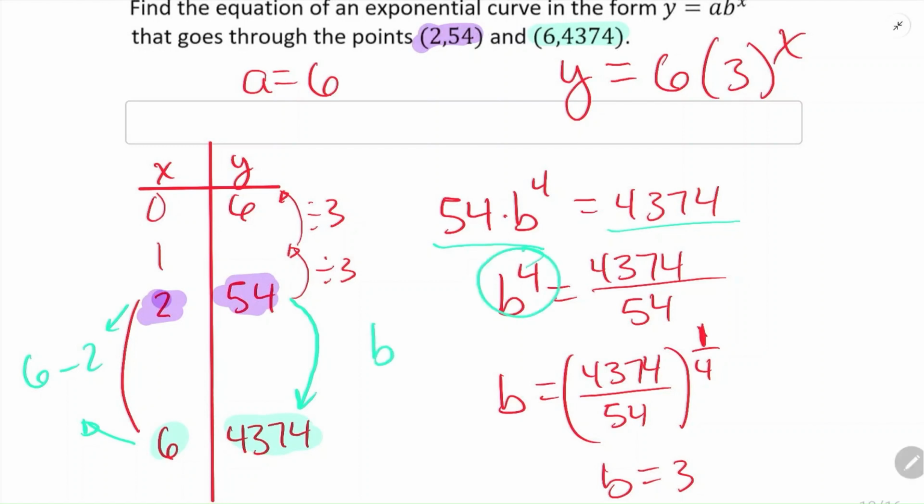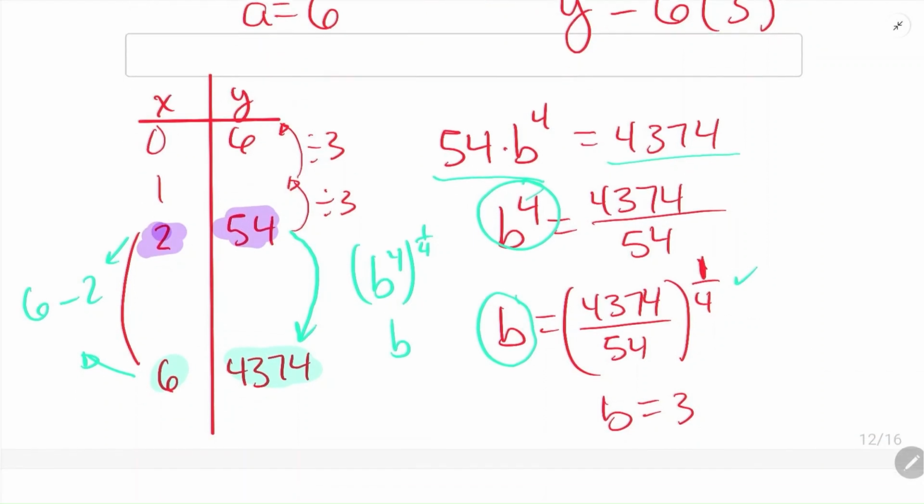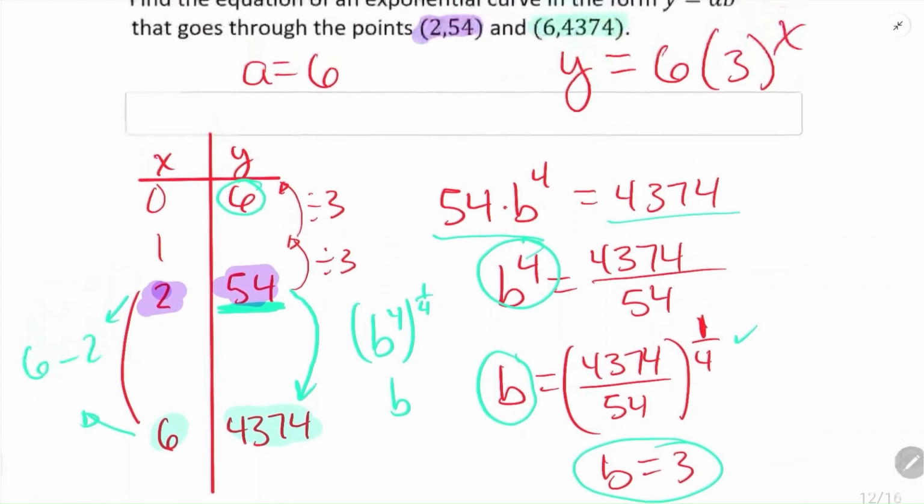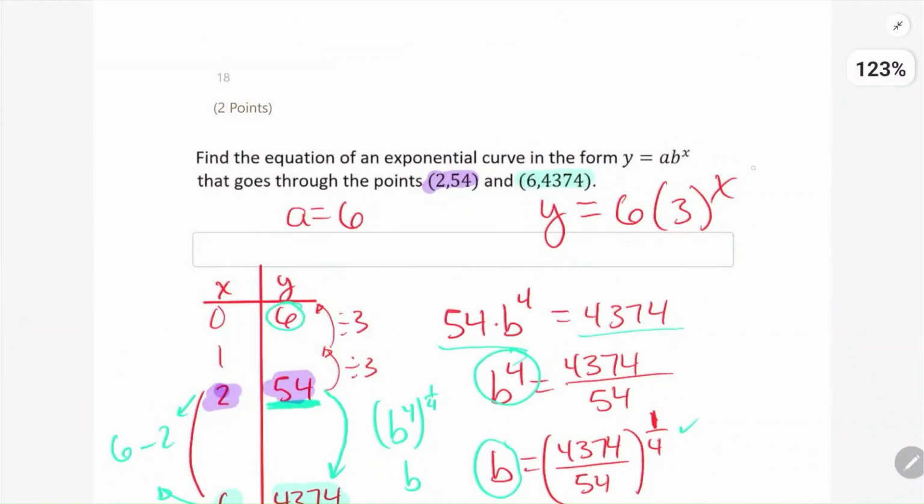And then finally, to get b alone, I know that if I have b to the 4th and I raise that to the 1/4 power, that becomes just b, and that's what I want. So I raised the other side also to the 1/4 power. And when I evaluated this with my calculator, it told me that b, my multiplier, is the number 3. Now that I know that b is 3, I can go backwards from the 54, and I could just divide by that twice. 54 divided by 3, and then divide that by 3, and I got my 0th term is 6. So the equation is y equals 6 times 3 to the x.